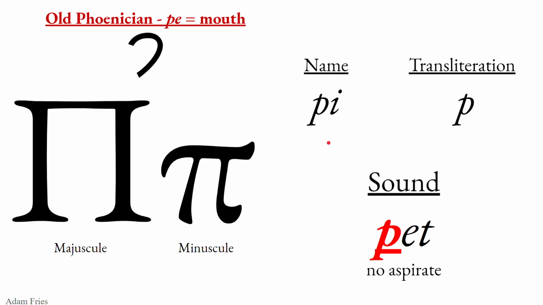The Old Phoenician pe, meaning mouth, looks kind of like an anime mouth. We get the Greek pi. Transliteration, just a P, and it makes the sound pa. No aspirate, so put your hand in front of your mouth again and go pet. There should be very little air hitting your hand. If a lot of air hits your hand, that's the sound of phi. This is pi. Very little air should hit your hand. No aspirate.